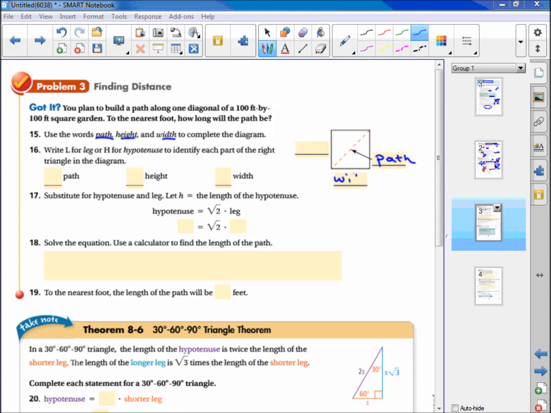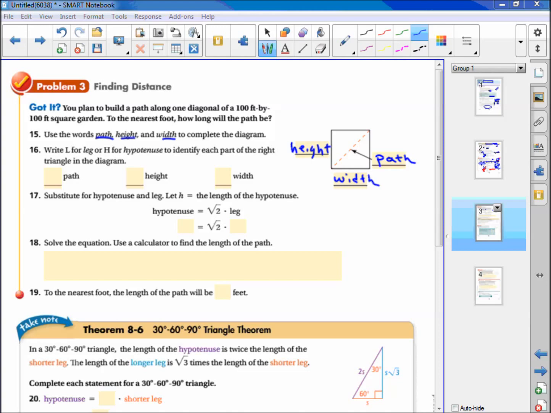This is the width of the garden. This is how wide it is. And this is the height of the garden. Okay. All right. So number 16, write L for leg or H for hypotenuse to identify each part of the right triangle in the diagram.